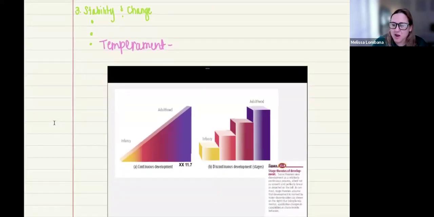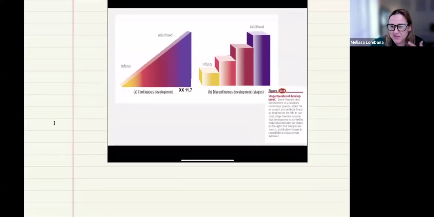So those are pretty much it. That's the intro to development, and we'll go on to the next one, which is going to be prenatal development.